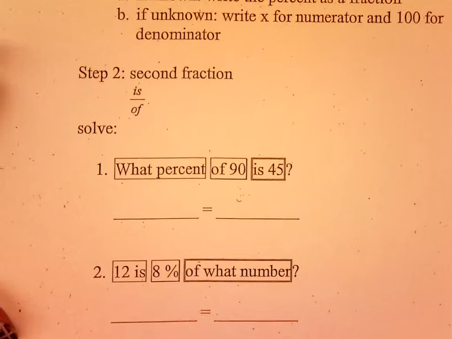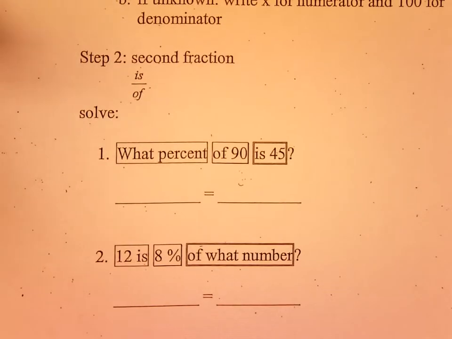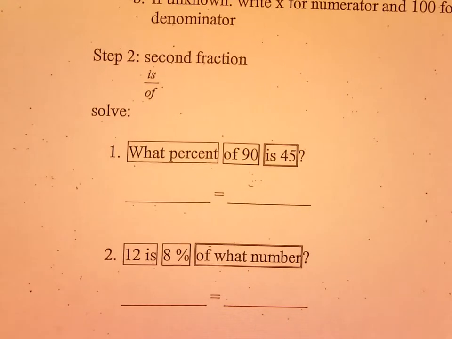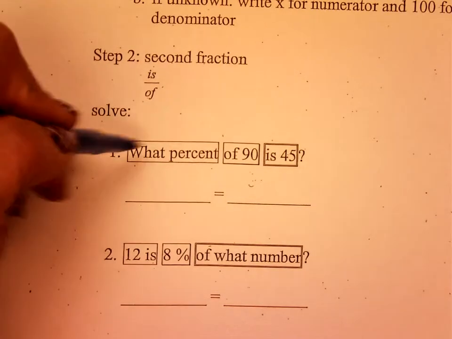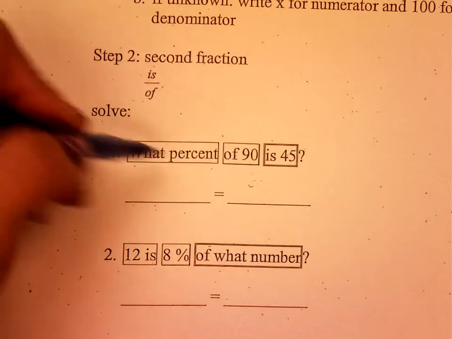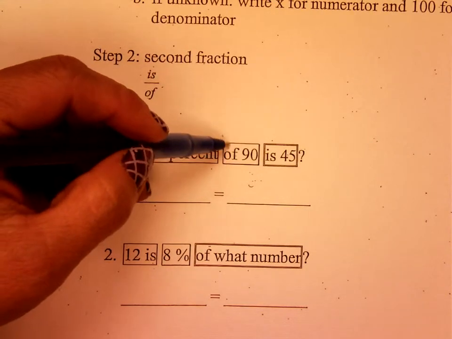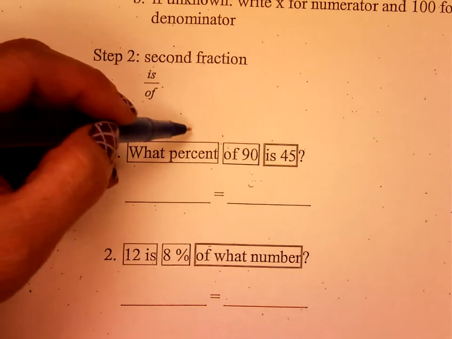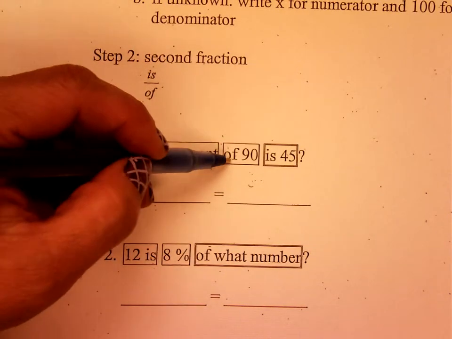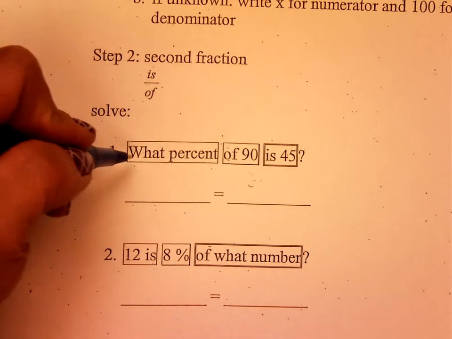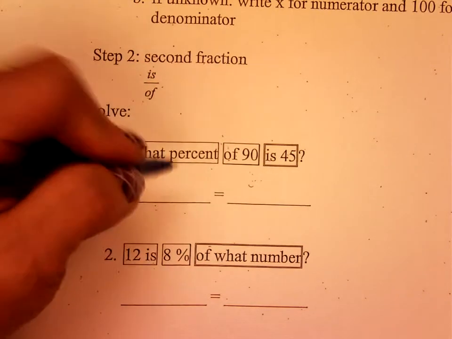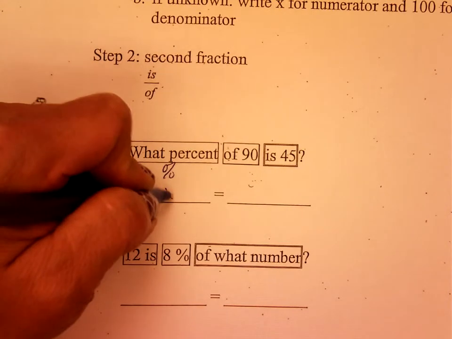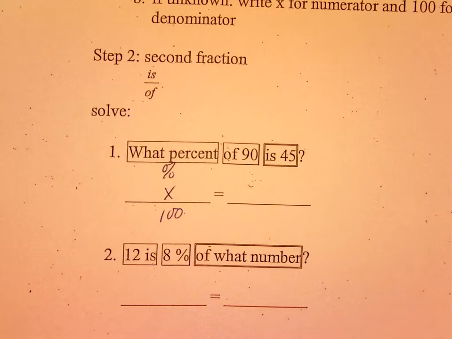So let's look at problem number 1. We want you to make boxes around the key words, so it's going to help you. It says, what percent, make a box around, of 90, so usually the number afterwards, and is 45. So we made a box around the words what percent, of, and is. Do we know what the percent is? No. So remember, the first fraction bar is your percent. We don't know what that percent is, so it would be x over 100.